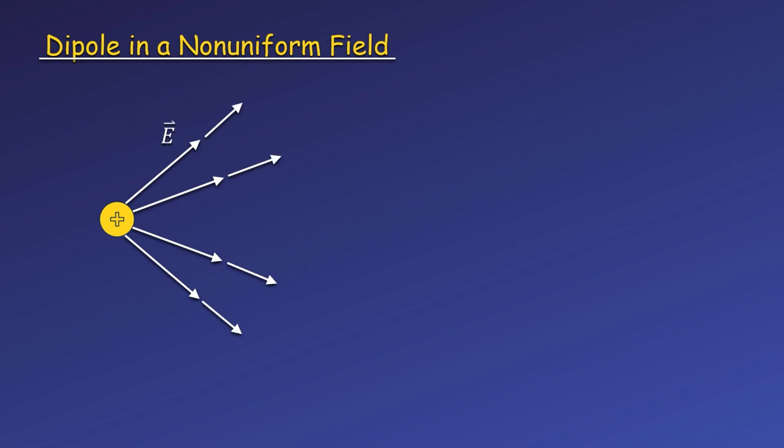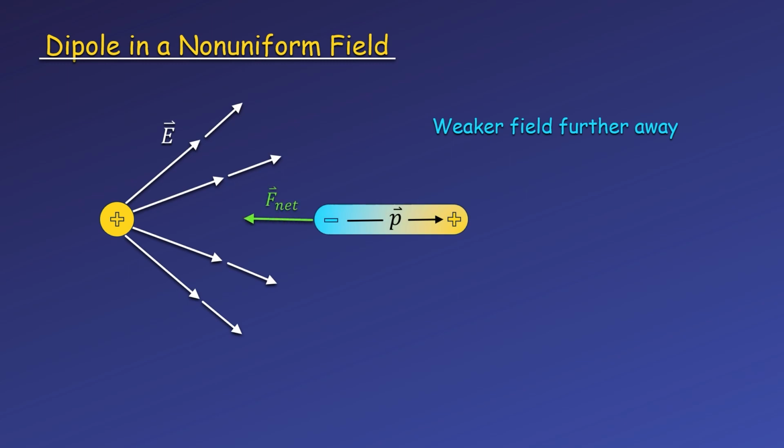Finally, let's look at a dipole in a non-uniform field, such as the one produced by a point charge or a sphere of charge. Here we know the positive pole will be pushed away and the negative pole will be pulled toward our positive point charge. However, the field of a point charge falls off the further away you are. This means the positive pole on the far side feels a slightly weaker force than the negative pole, which is closer. This leads to a net force on the dipole that is toward the point charge.